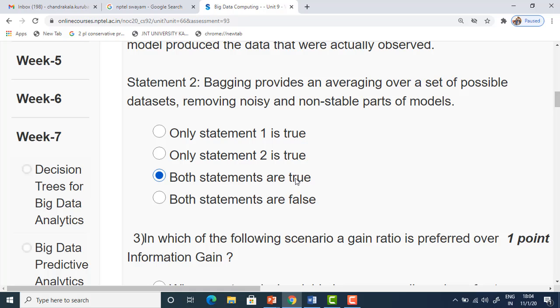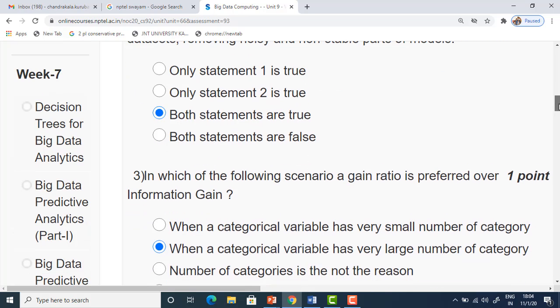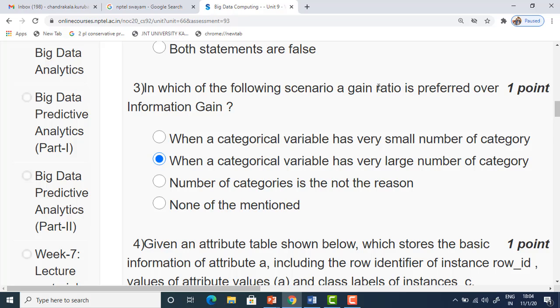Both statements are true. Coming to the third question: in which of the following scenarios is a gain ratio preferred over information gain? They have given different answers. When a categorical variable has a very small number of categories, no, it is not correct. And the second one is when a categorical variable has a very large number of categories. Yes, we will be choosing gain ratio over information gain when the categorical variables have very many categories. Then only we'll choose gain ratio over information gain. So the appropriate answer for this is the second one.